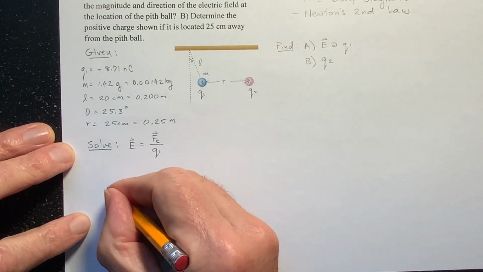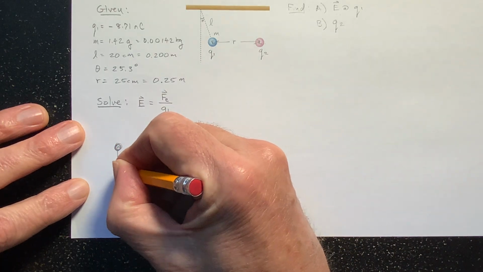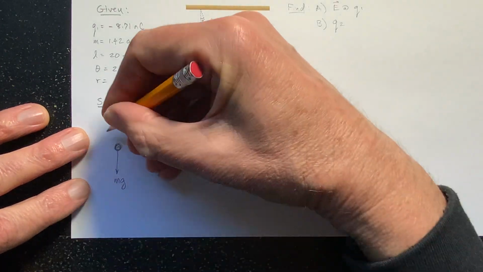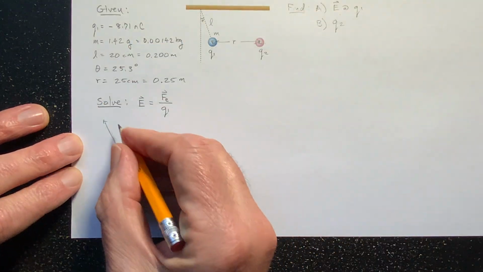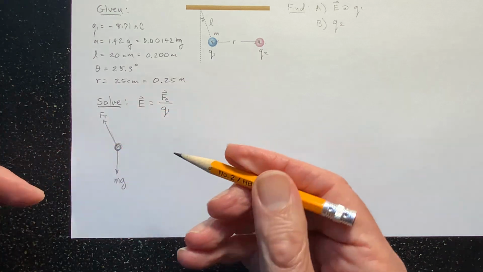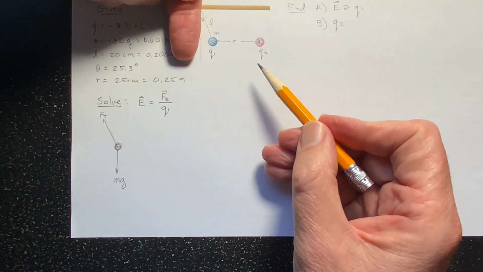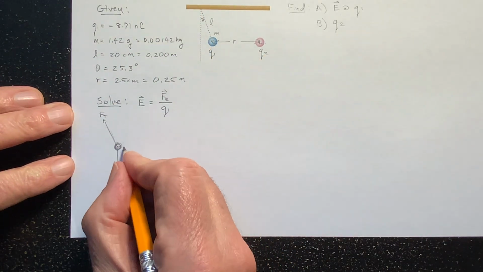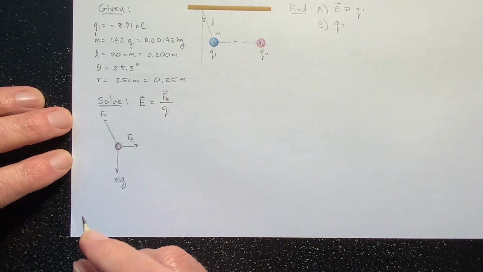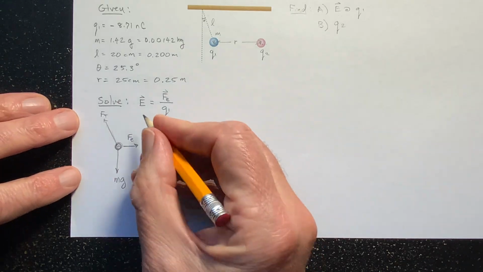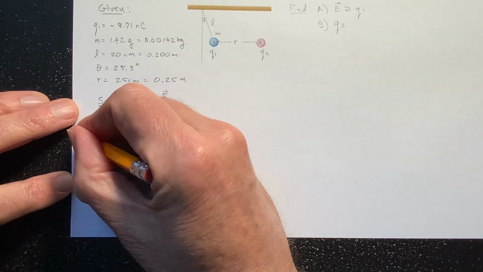So here's my pith ball, and we've got gravity pulling it down, and we have this tension force pulling it up like this. Now, why is it kind of not hanging straight down? Is because this electric field is attracting it. We have an electric force. Okay, there's my electric force. Now let's make this my positive x direction and this my positive y direction.